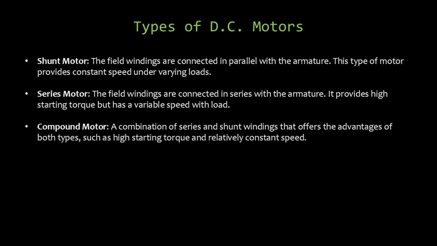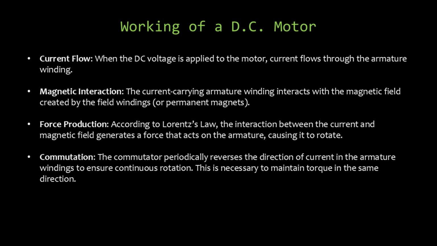Let's explore the working mechanism of a DC motor. When DC voltage is applied, current flows through the armature winding. This current-carrying winding interacts with the magnetic field created by field windings or permanent magnets.